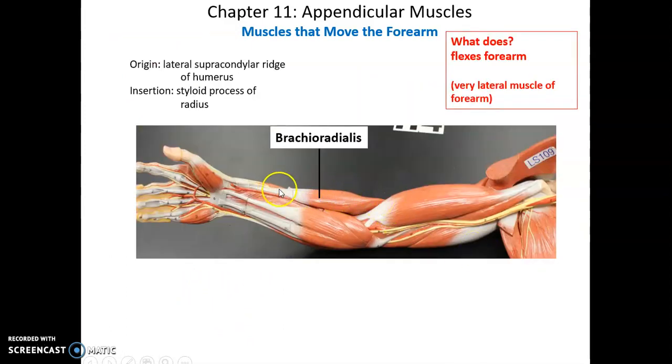Then we also have, on the more lateral side, brachioradialis. It crosses only the elbow joint. Its origin is the lateral supracondylar ridge of the humerus, and it inserts into the styloid process of the radius. What does it do? It flexes the forearm at the elbow joint. Again, this is a very lateral muscle. Most of its belly is appearing in the forearm area.